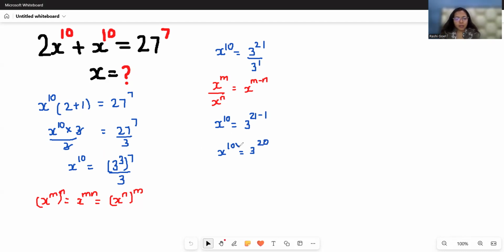Now if I raise both sides to the power 1/10, the powers will cancel out. So x is equal to 3^(20/10), which is 3 squared, which is 9. So what is the value of x? 9. I hope it's clear and you find it useful.